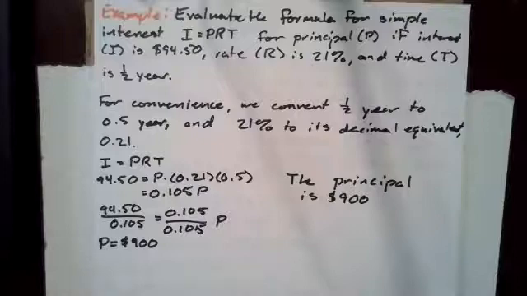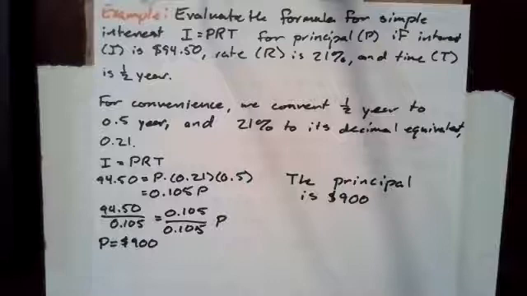We can evaluate the formula for simple interest, I equals PRT, for principal P. If interest I is $94.50, rate R is 21%, and time T is 1/2 year. For convenience, we convert 1/2 year to 0.5 year and 21% to its decimal equivalent, 0.21.